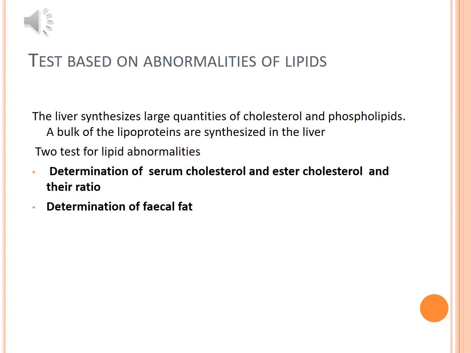And next one, tests based on abnormalities of lipids. The liver synthesizes large quantities of cholesterol and phospholipids. A bulk of lipoproteins are synthesized in the liver. There are two types of tests for lipid abnormalities. They are determination of serum cholesterol and ester cholesterol and the ratio, and finally determination of fecal fat.